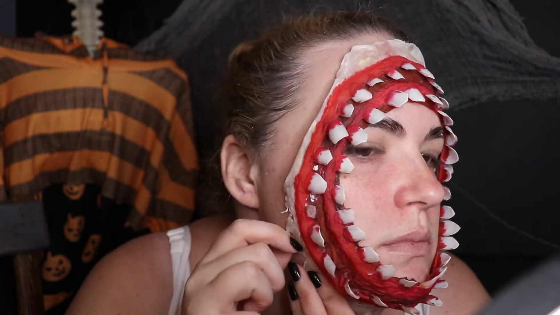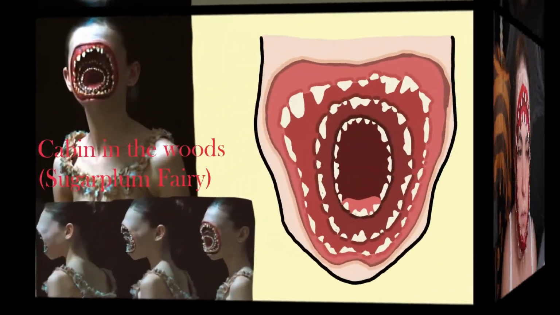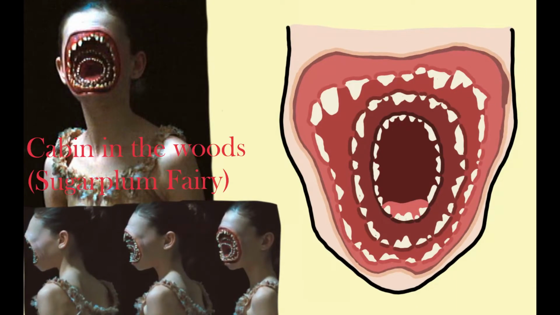Anyway, I chose Cabin in the Woods because I always found that movie very interesting. I like that it kind of goes over the horror movie tropes and gives answers to it. And I chose our friend Sugarplum Fairy, as you can see in this concept art, because I really thought it was such a cool design and I really wanted to try and recreate it. I will admit that mine is definitely not screen accurate, but I think it still gets the character across.